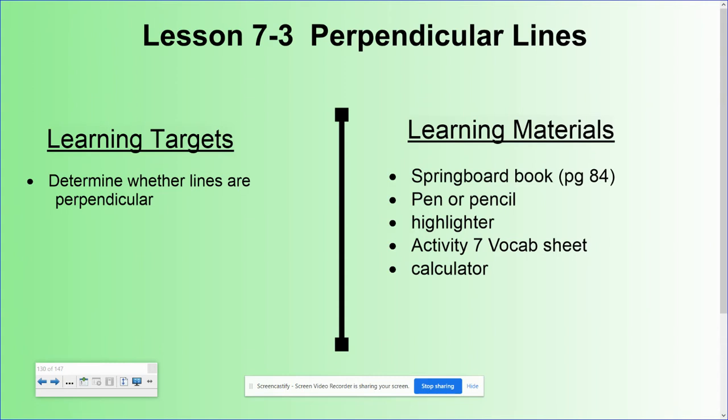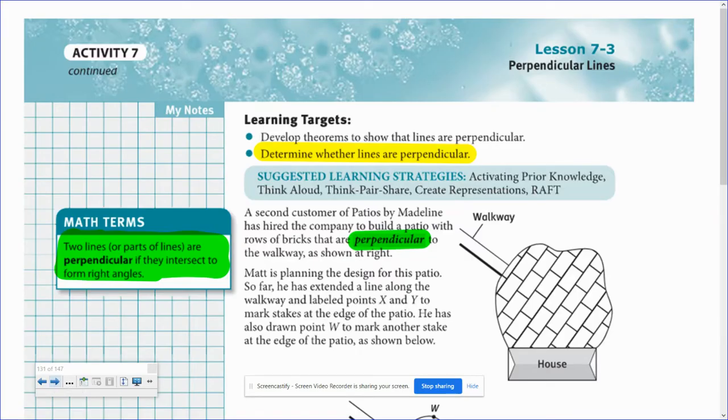So make sure you have your Springboard book open to page 84, something to write with, your vocab sheet, and maybe a calculator if you need it. So let's go ahead and get started.